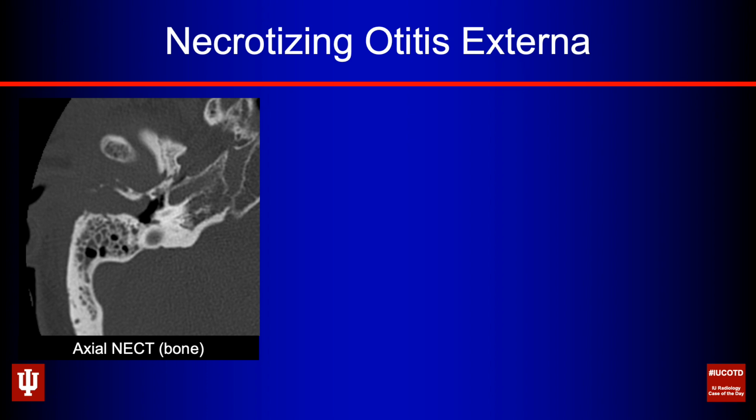So here's a case of necrotizing otitis externa. Look at the CT image, the axial non-contrast CT in bone algorithm reconstruction. We have all this soft tissue thickening within the external auditory canal. Look at that bone just a little bit lateral to the tip of the yellow arrow. We have the tiniest of erosions showing up.